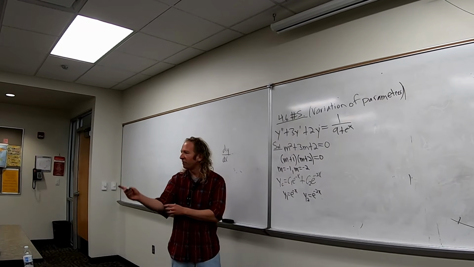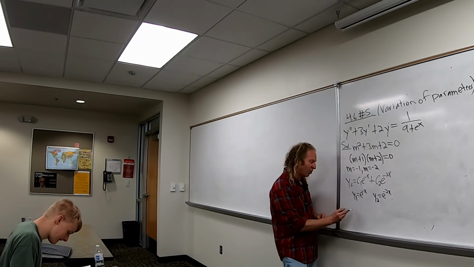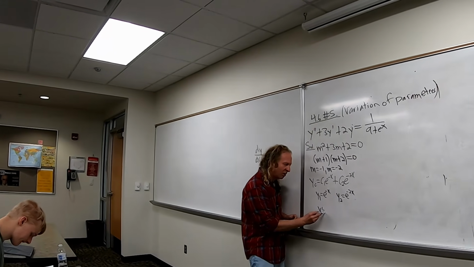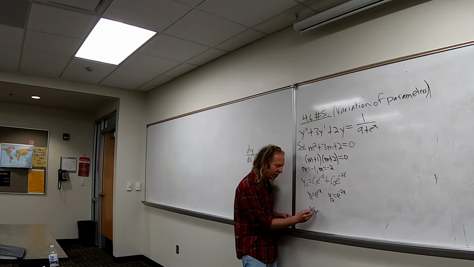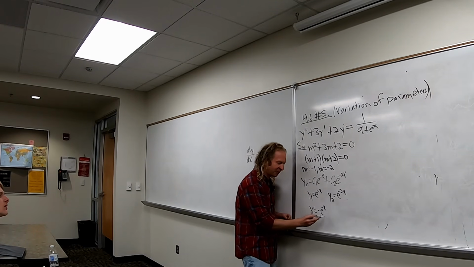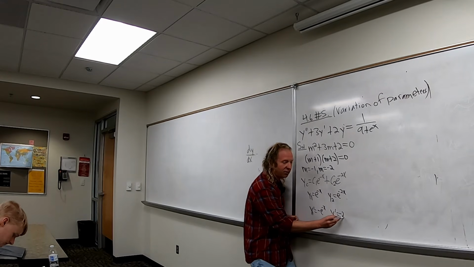Now you have to take the derivatives. So y1 prime, we're going to get a negative because of the chain rule, so it'll be negative e to the negative x. And then y2 prime will be negative 2 e to the negative 2x.